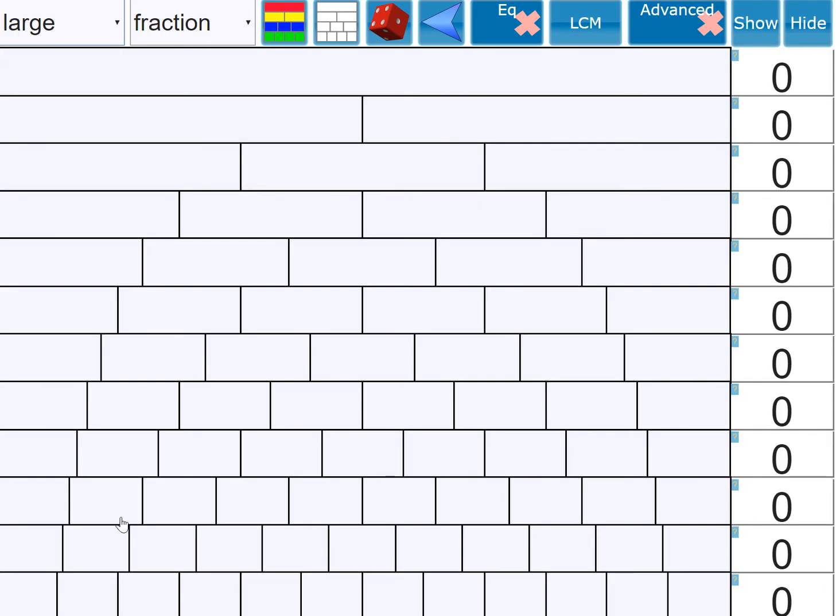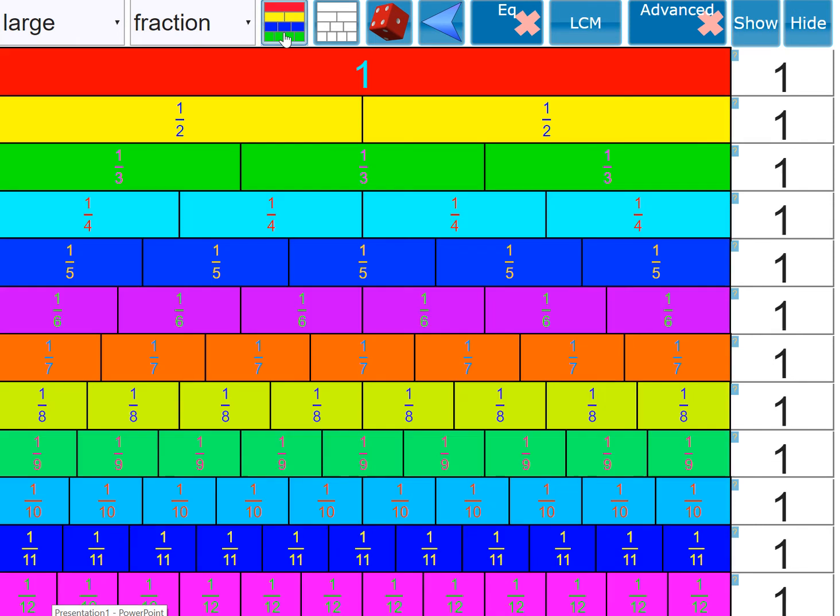So here's a fraction wall, and if I make it more coloured, you can see that here I've got one whole, and here I've got two halves. I've got 3/3, and 3/3 is equal to a whole. And you can see straight away that fractions are parts of a whole.